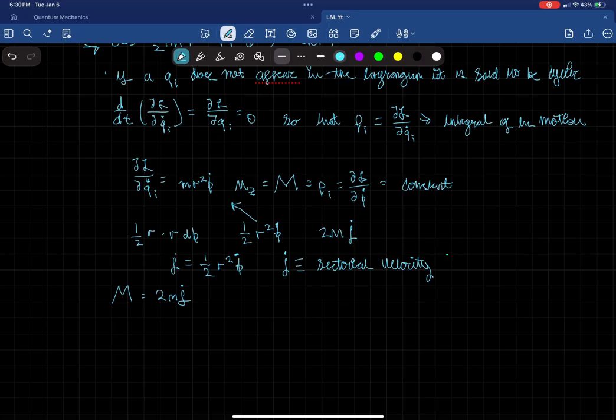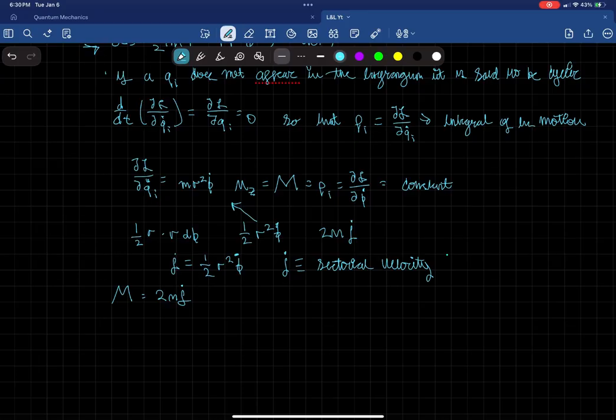Hence, the conservation of angular momentum implies the constancy of the sectorial velocity. In equal times, the radius vector of the particle sweeps out equal areas, and this is also known as Kepler's second law. The complete solution of the problem of a motion of a particle in a central field is most simply obtained by starting from the laws of conservation of energy and angular momentum.